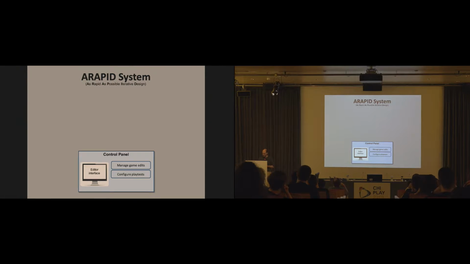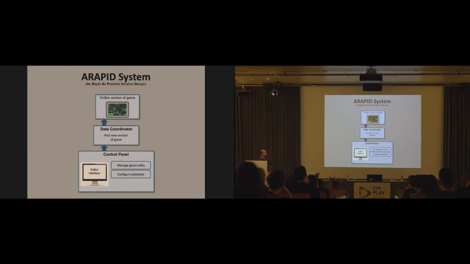The whole system is managed from a control panel inside the level editor, where after the designer makes some edits to a level that they want to test, they can push a button from the control panel after configuring playtest parameters and launch a playtest that posts the latest version of the game online somewhere that it can be reached, and uses crowdsourcing to recruit a bunch of players to play the game. In this work, we used Mechanical Turk to recruit players.